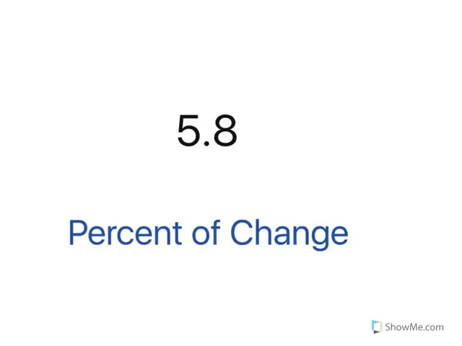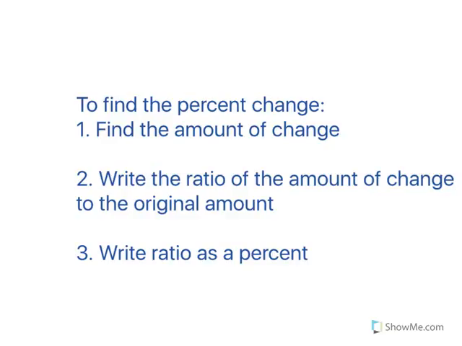This lesson is on section 5.8, titled The Percent of Change. So to define the percent of change, you're going to find the amount of change, and then you're going to write the ratio of the amount of change to the original amount, and then finally you're going to write the ratio as a percent. And I'm going to go through an example that will help explain this a little bit better.